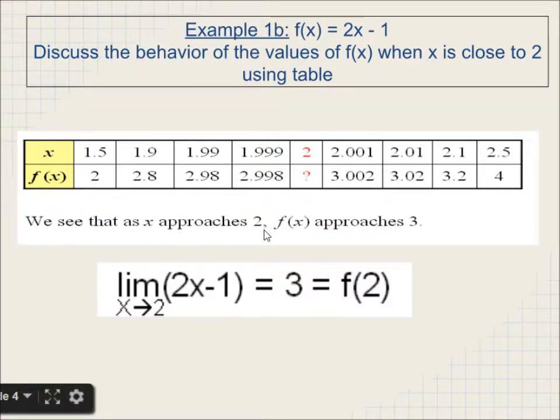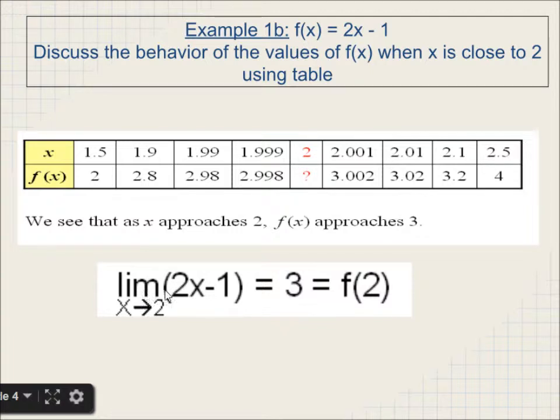So we see that as x approaches 2, f(x) approaches 3. Whenever we put in values, we see that as x is approaching 2, 1.99 and then 2, the f(x) value is approaching 3, almost 3. Here it is 2.998, which is almost 3 but not 3. And when you increase the value from 2.001, it goes away from 3.002. So it moves further away on this side and this moves closer to 3. So we see from this table that as x approaches 2, f(x) approaches 3.